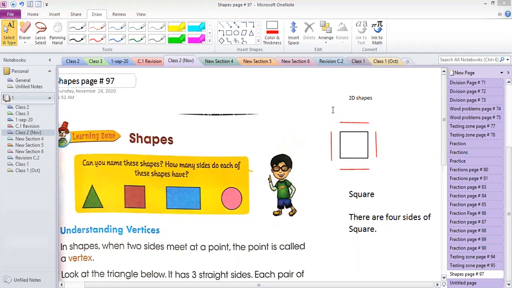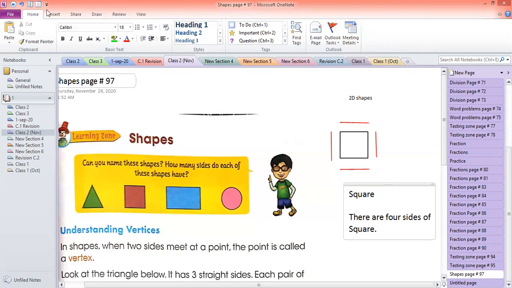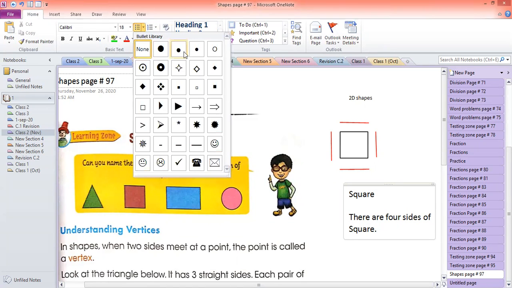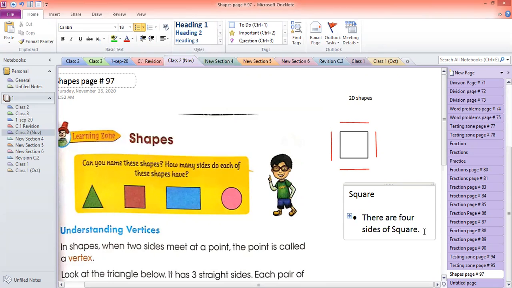There are four sides of a square, right, guys? Okay, now we have to check the corner. I'm going to make it bullet so that you would know the important points. There are four sides of a square. Now we need to check how many vertices or corners there are.